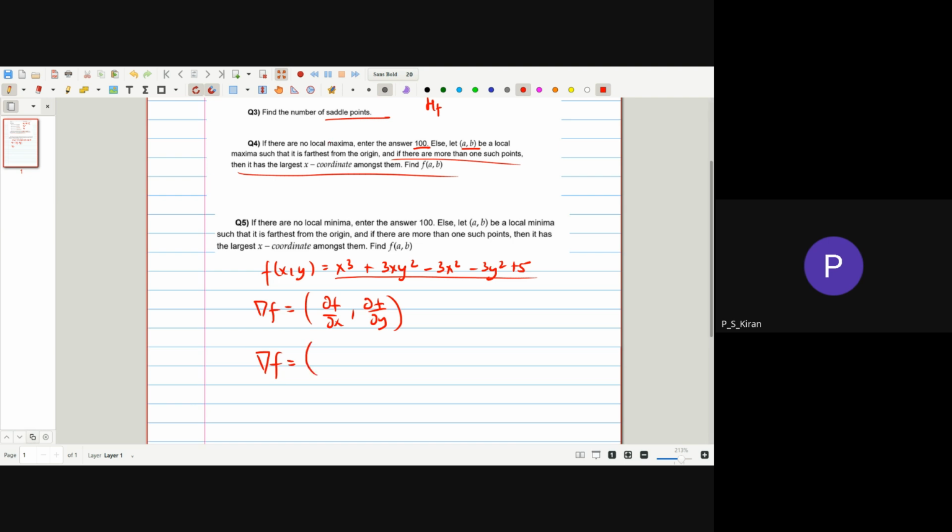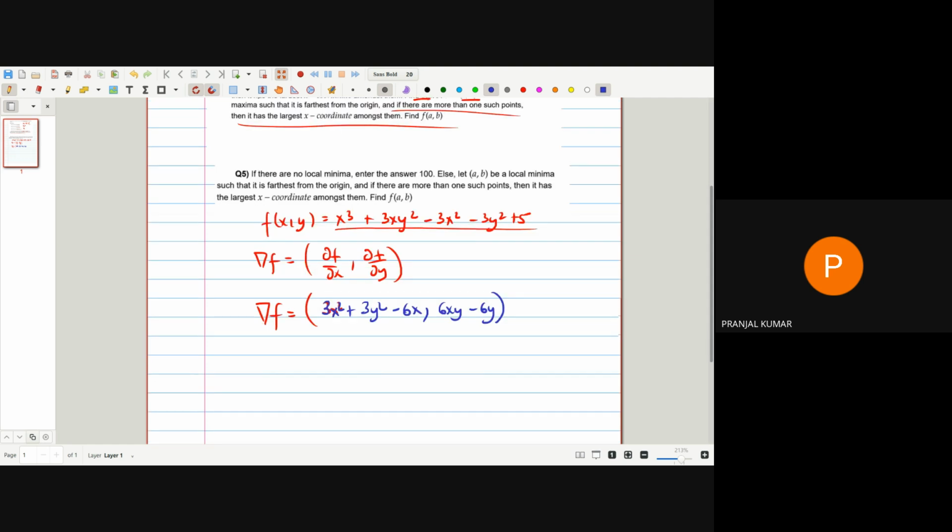So let's calculate dou f by dou x. It is 3x square plus 3y square minus 6x, comma. Dou f by dou y would be 6xy minus 6y. So this is your delta f.